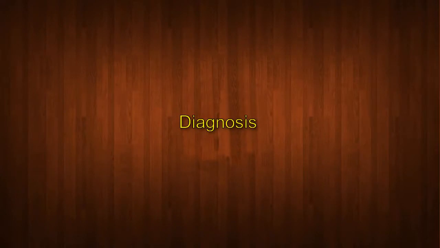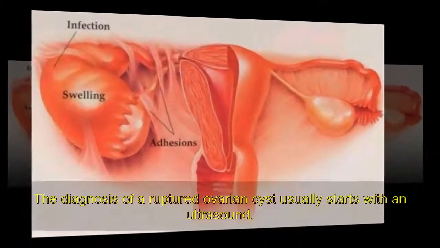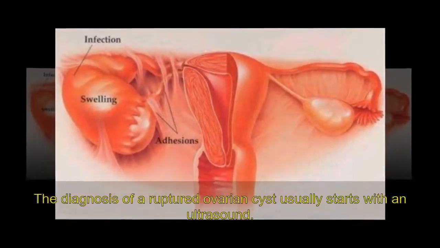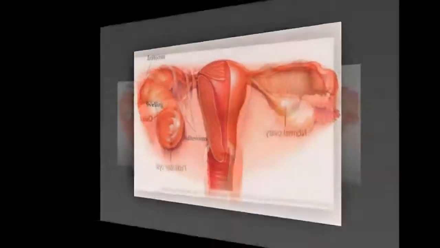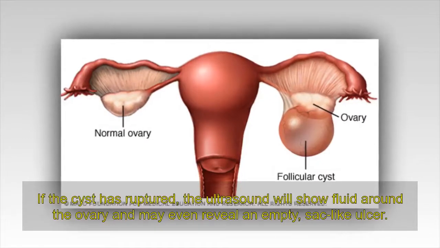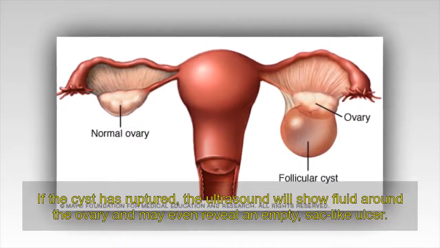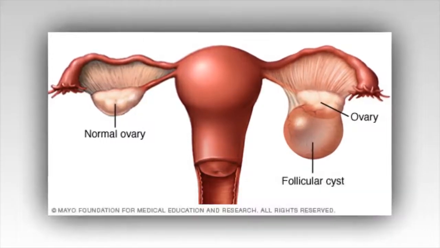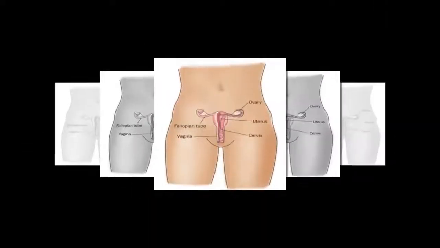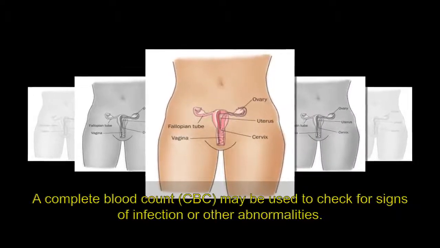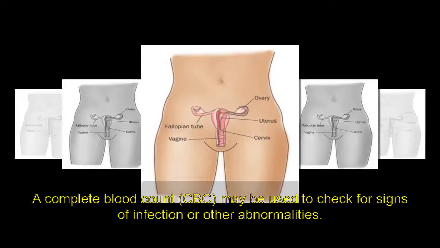Diagnosis. The diagnosis of a ruptured ovarian cyst usually starts with an ultrasound. If the cyst has ruptured, the ultrasound will show fluid around the ovary and may even reveal an empty, sac-like ulcer. A complete blood count, CBC, may be used to check for signs of infection or other abnormalities.